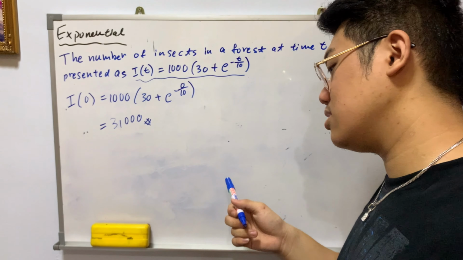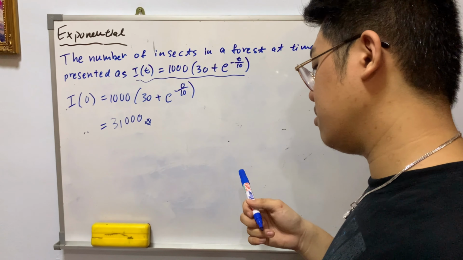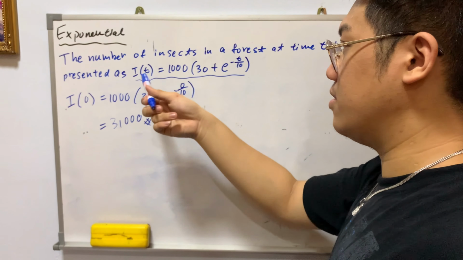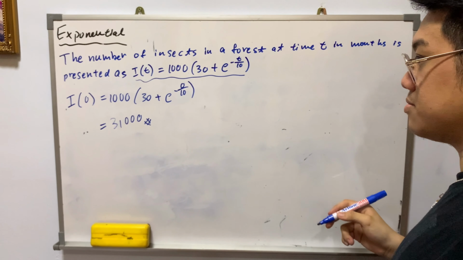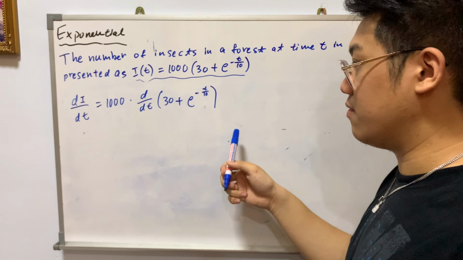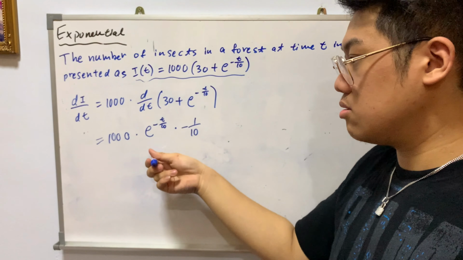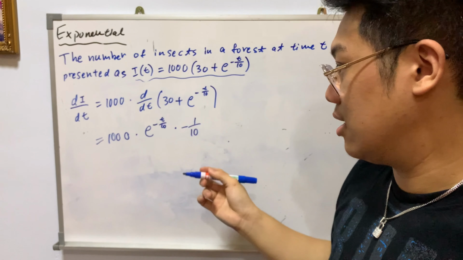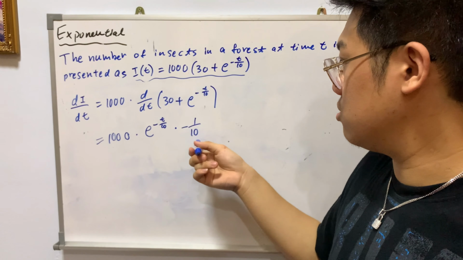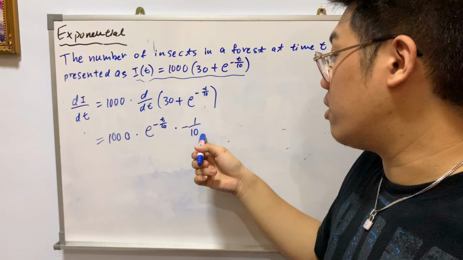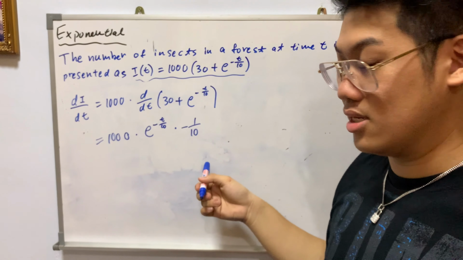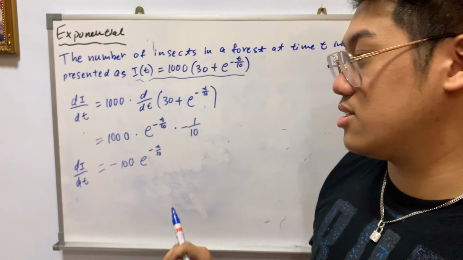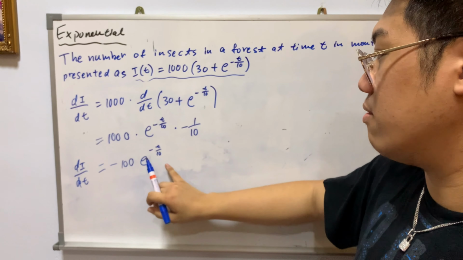So for B, it says determine the rate of change of insects over time at time t. So just like the previous question, we need to differentiate the original equation to find the rate of change. As usual, we need to derive it this way. We need to differentiate this part, since differentiating 30 equals nothing. And also don't forget to differentiate the power, which would be negative 1 over 10. Your answer should already look like this. Now we need to rewrite it, so your answer should be negative 100 e to the power of negative t over 10.